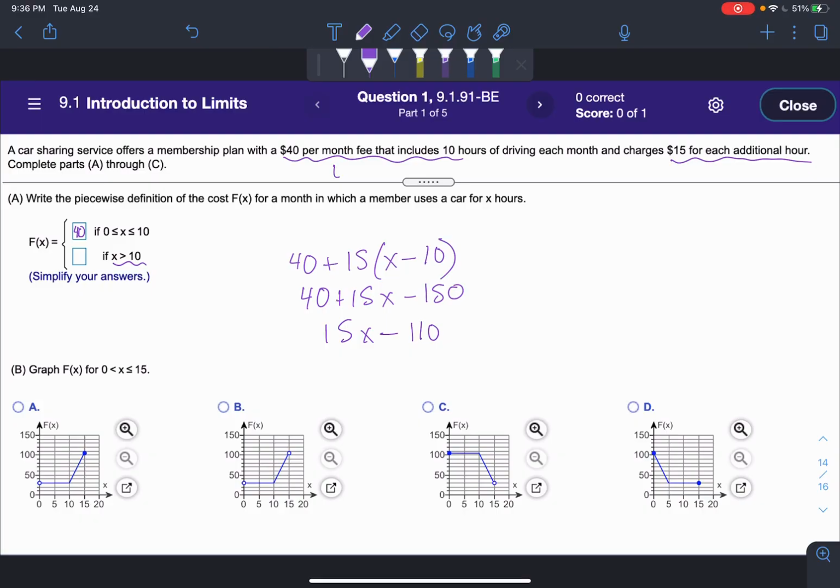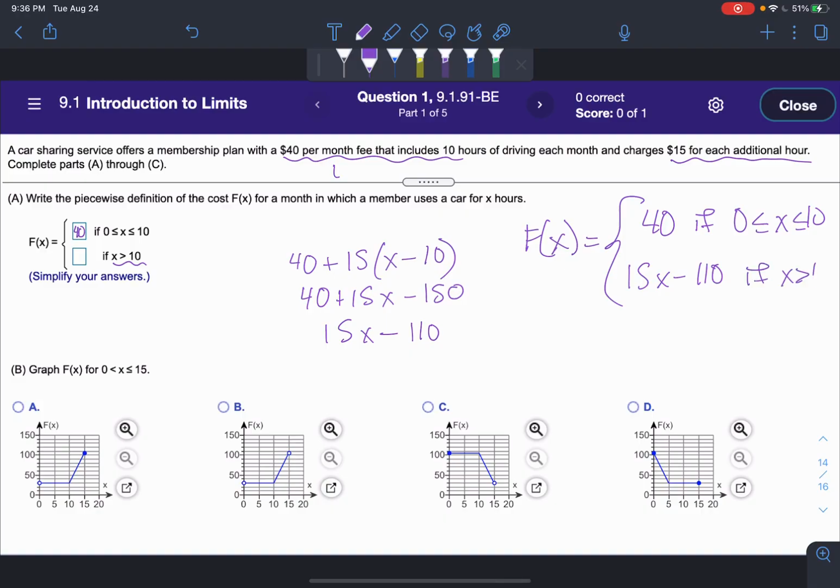Can't fit it there, so I'll just do it over here. So my piecewise function is 40 if x is between 0 and 10, okay? And then if my x is greater than 10, my function takes on this. So now we want to find a graph that corresponds with it.